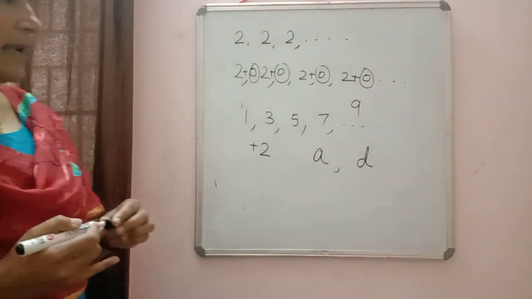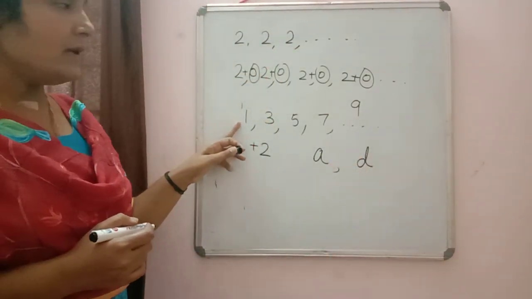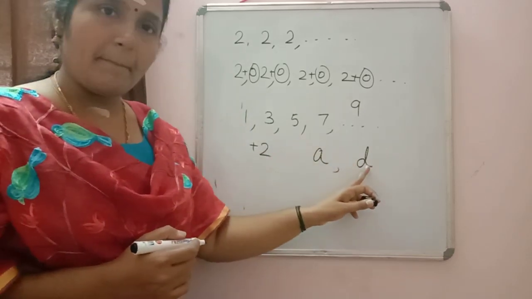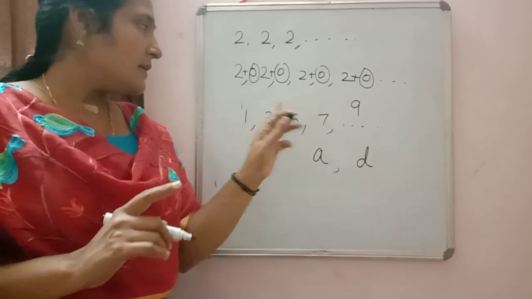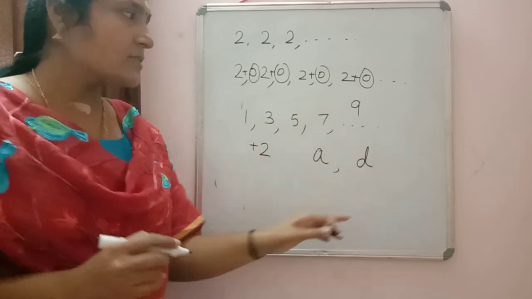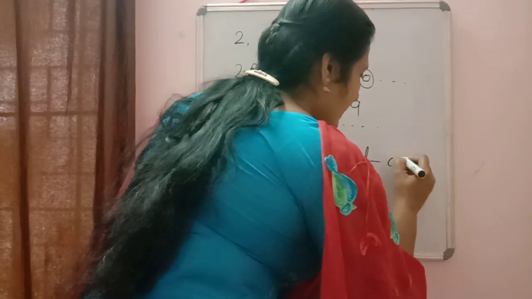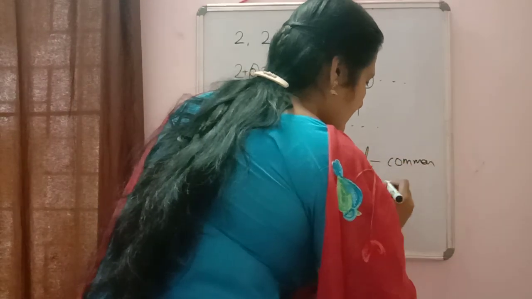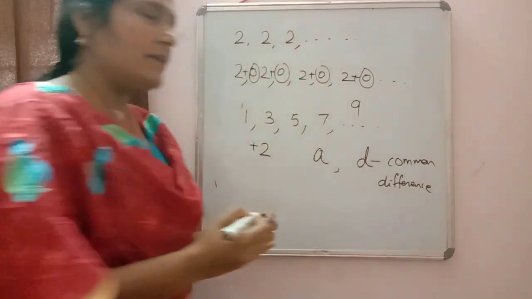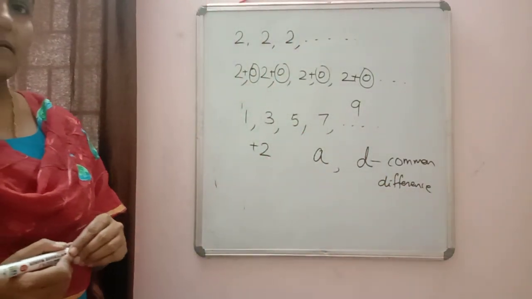So again I am saying, the first term of the AP is denoted by the letter A, and the constant number by which we are adding to the previous term is denoted by the letter D and is called the common difference of the AP.